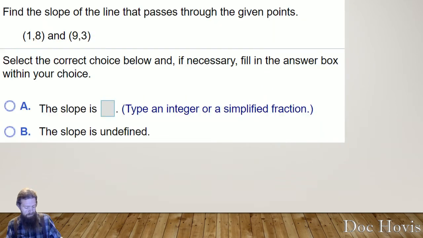Right. Find the slope of the line that passes through the given points. Again, you had the formula. Oh, you didn't write down the formula? Well, why not? All right. That is a perfect thing to have right next to you in your notes for the test.